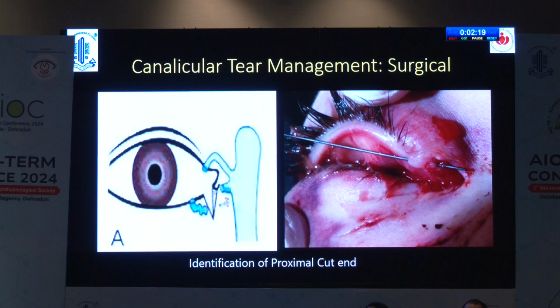Once you have the cut, this is further retracted towards the orbit, and then it is difficult to identify this cut end. So the first key step for identification of the cut end is to use magnification. You can use either a microscope or a loupe. I usually use the microscope and inject a very little amount of anesthetic. And the third tip is to do blunt exploration and keep your sharp toothed forceps only for retracting the skin.